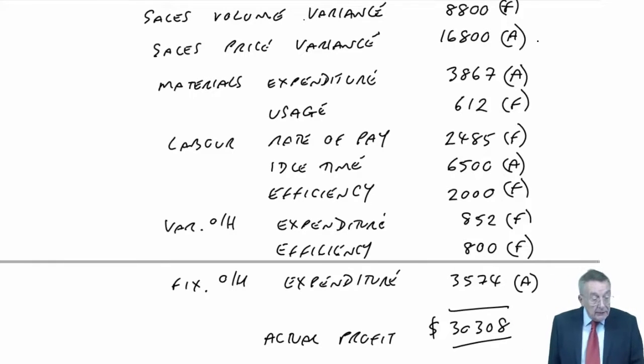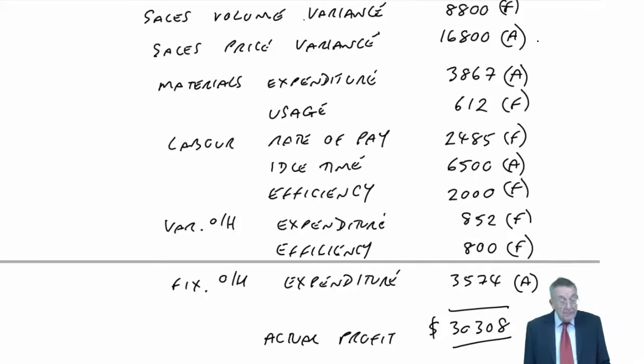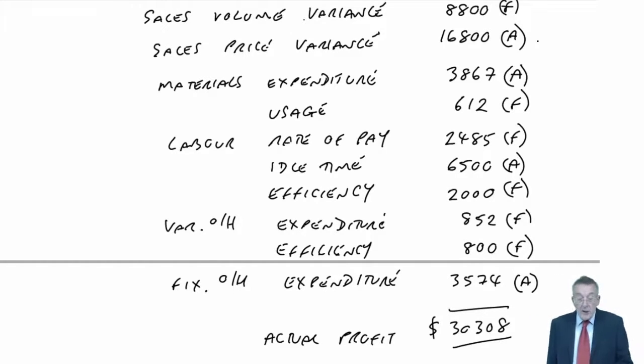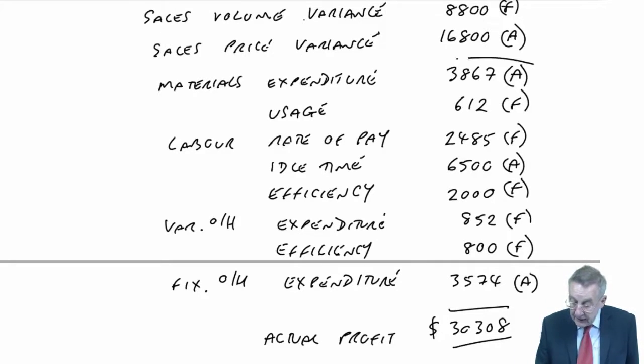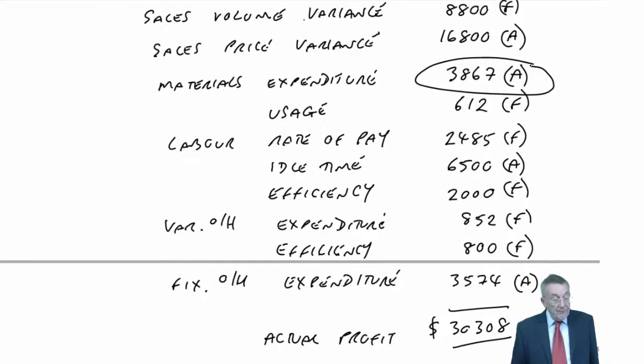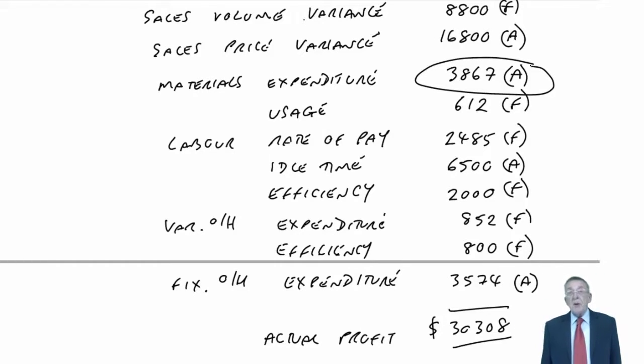If you just turn for a minute to exercise 4, and I'm jumping an exercise here, it says in the previous example, the one we've just done, there was a materials price variance. Same thing as materials expenditure. And it was 3867 adverse. And it says suggest possible reasons for its occurrence.